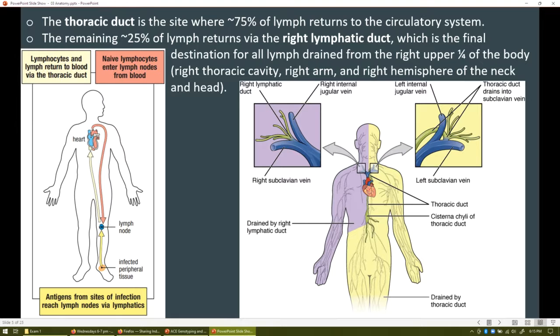Okay. And then we have the right subclavian vein. That's the site where the lymph from the right upper quarter of the body is drained. So the right lymphatic duct dumps the right upper quarter of the body's lymph into the right subclavian vein. So essentially that's about it.